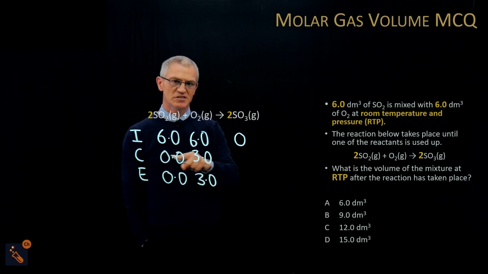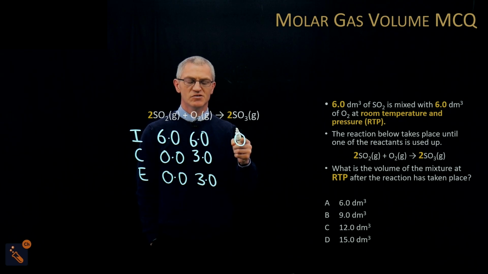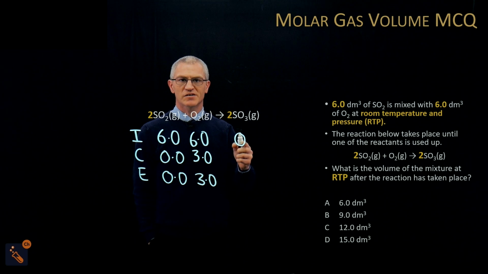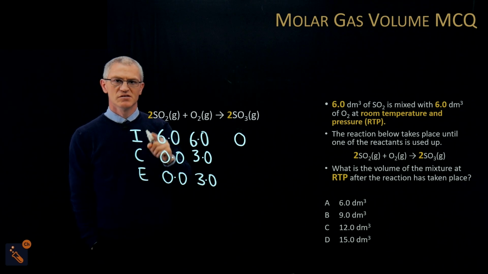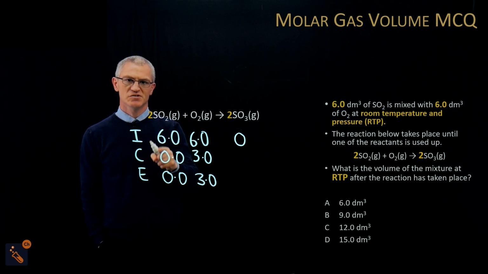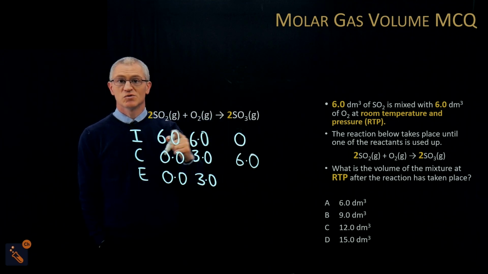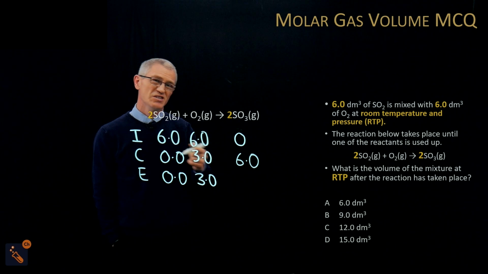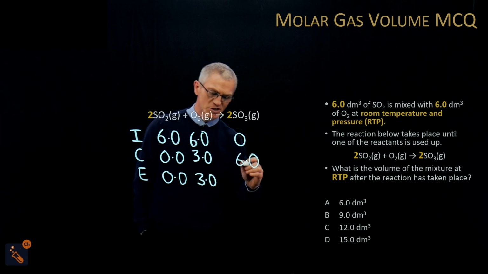Now, remember this is the change. The change occurring is the fact that this SO3 was 0. But let's look at the ratio again, 2 to 2. That means if I've used up 6 here, I'm going to create 6 here. So the change is 6. We're using these like they're moles. Normally you do this with moles, but because it's at room temperature and pressure, you can treat it in the same way. At the same temperature and the same pressure, the same volume of gas will have the same number of moles. So that means we've produced 6.